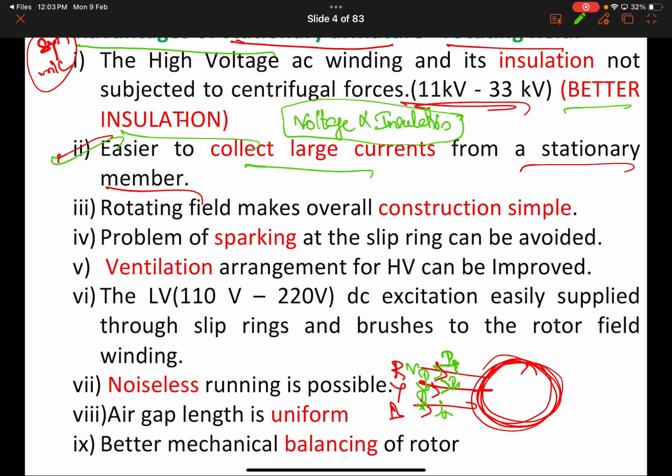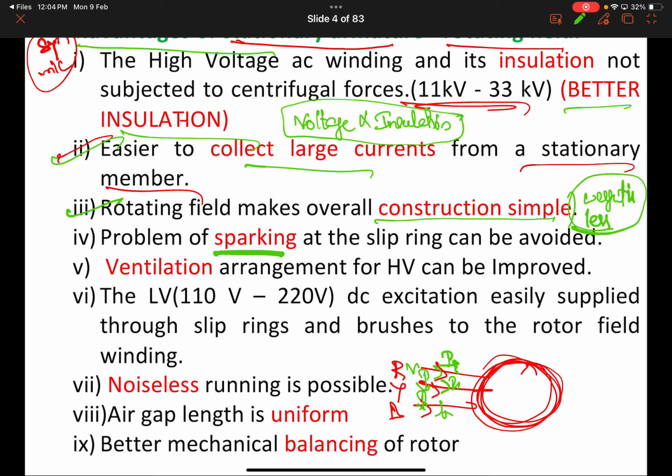Second, a rotating field makes the overall construction simple because the weight is less. As the weight is less, it is easy to keep the magnetic field as the rotating part. Whereas the armature weighs very high because more conductors are utilized, so it is difficult to rotate a heavy object. Also, the problem of sparking at the slip rings can be avoided, because if I keep the armature as the rotating part, it will be like a DC machine. In a DC machine, what is the major problem here? Commutation and sparking will be there. All those things will occur again here.